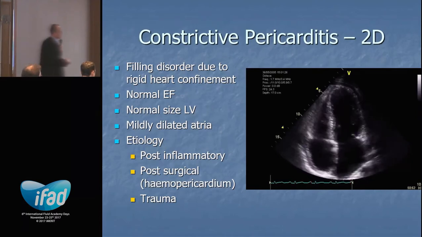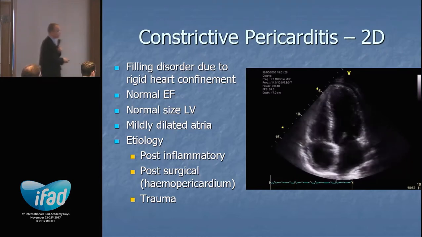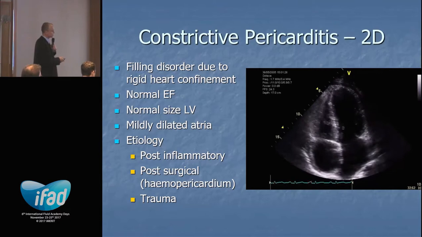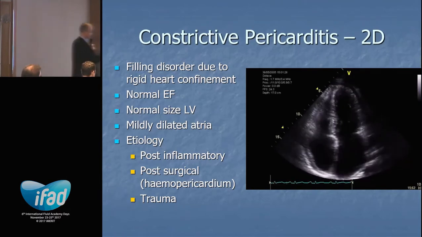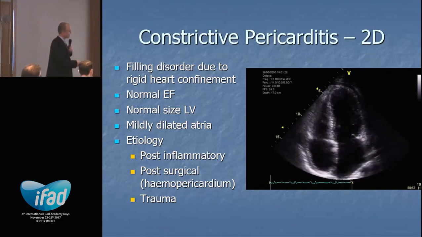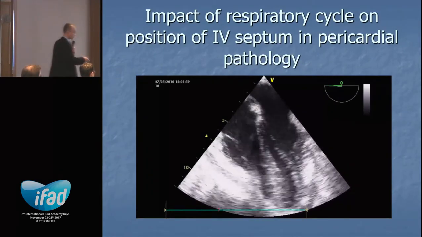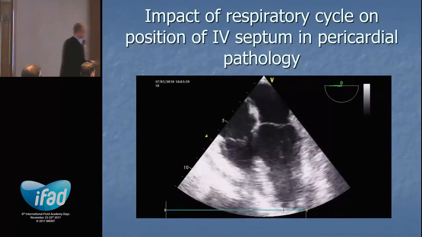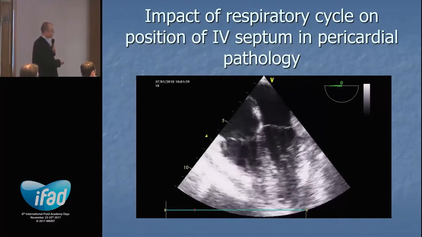Constrictive pericarditis is a filling disorder due to rigid heart confinement. You often see a normal ejection fraction, normal size ventricles. You see dilated atria. There are a couple of etiologies, as I showed you at the beginning of the presentation. What's typical is the enhancement of the pericardium. And you see the moving septum, the septal bounce, which is just an exaggeration of the heart-lung interaction typical for pericardial disease.